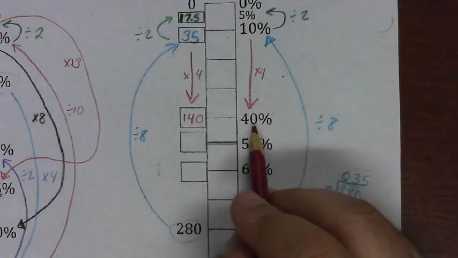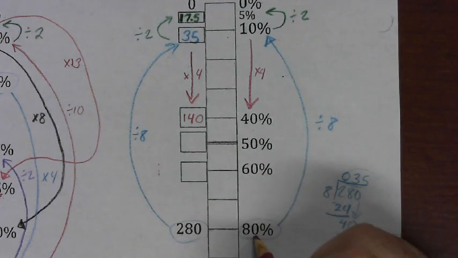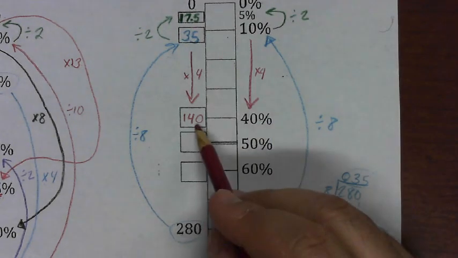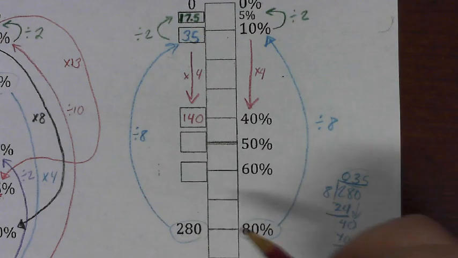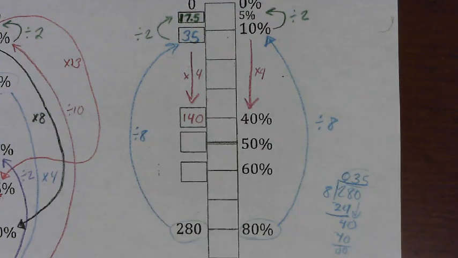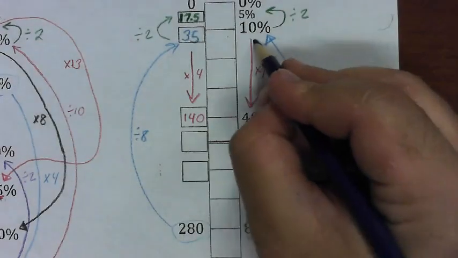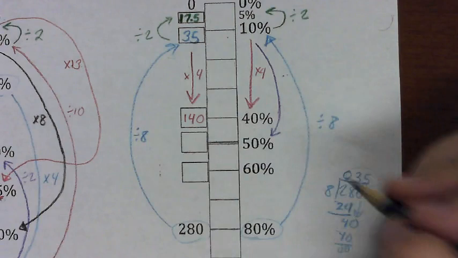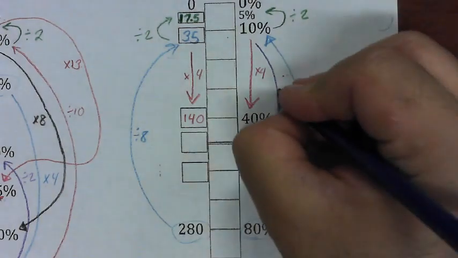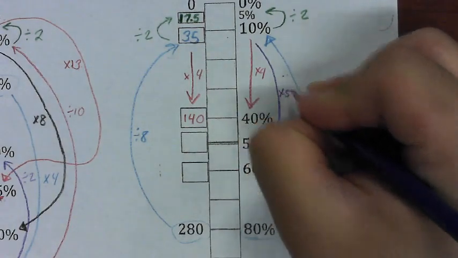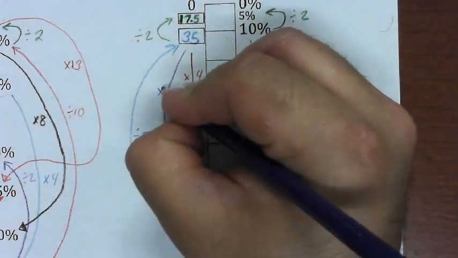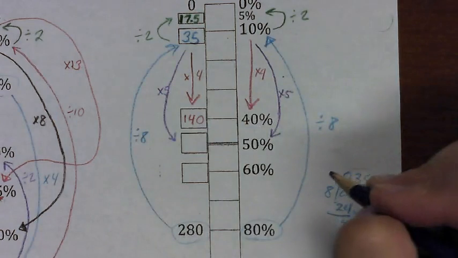And that makes sense because 40% is half of 80. And that means that if I take 40 times 2, that's 80. So 140 times 2 is 280. So that makes sense. Now I'm going to take, again, my 10% and make it a 50. Okay? So 10 times 5 would give me 50. So 35 times 5 would give me my answer there.